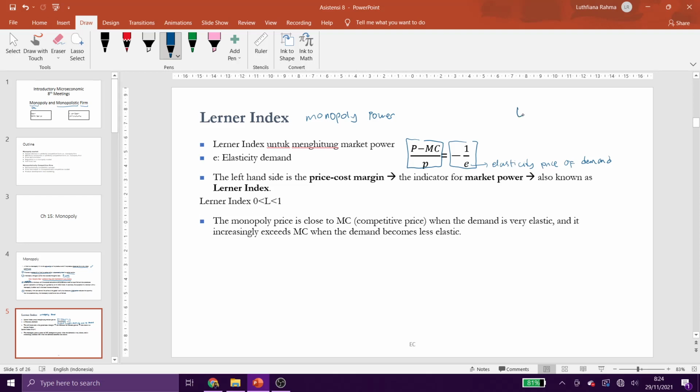As the Lerner index gets larger, it means that a firm's monopoly power is also getting larger. And because of this equation, the equation of the Lerner index with the price elasticity of demand, you could also see that the monopoly price is close to MC when the demand is very elastic, and it increasingly exceeds the MC when the demand becomes less elastic.